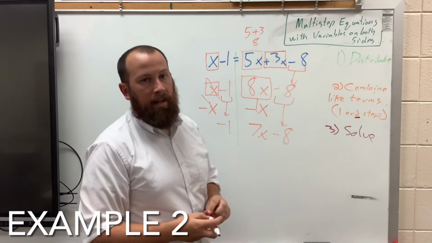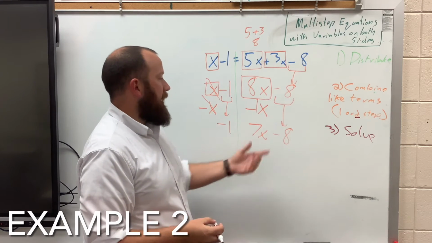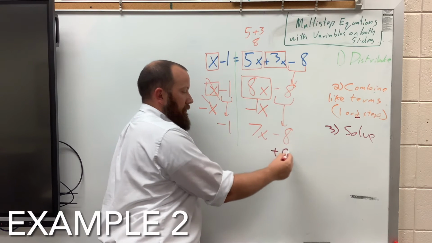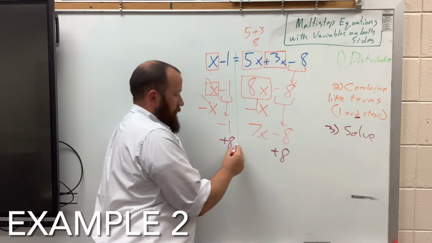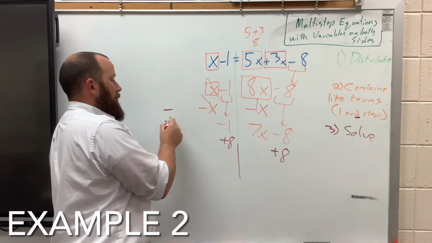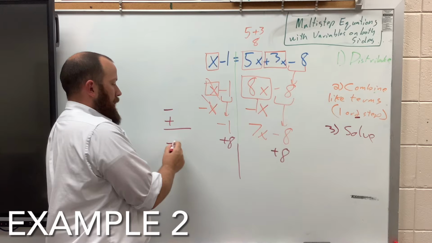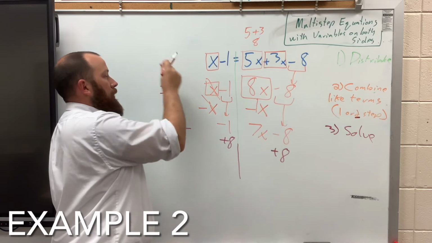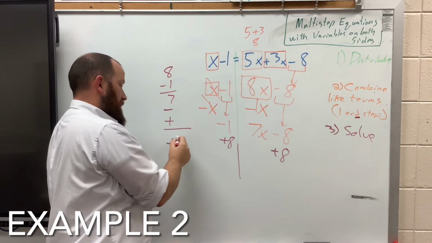So usually combining the variables does help get it to its two-step. And now we solve. So then we add 8, negative 1 plus 8. So it's a negative and a positive, so I take the sign of the larger, which is positive, and then I just subtract the smaller from the larger, and that gives me 7.